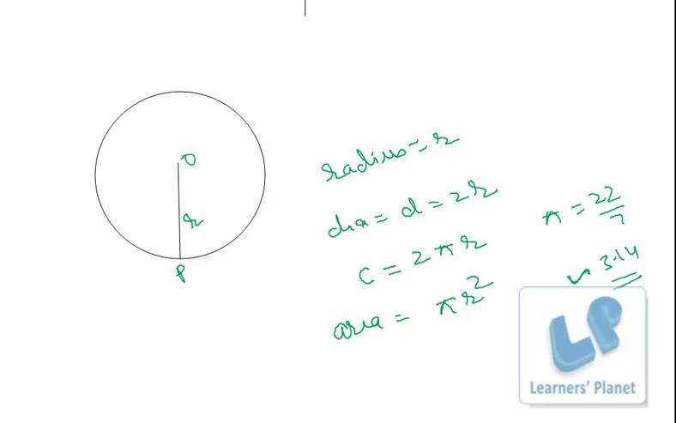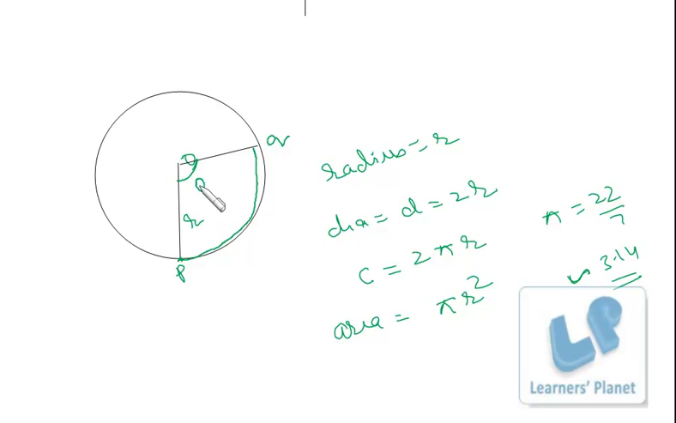Okay, similarly we can find out the length of major arc, minor arc, segments and all that, right? Suppose here this is the center of the circle, this is point P, this is point Q, right? So this is minor arc and this is major arc.